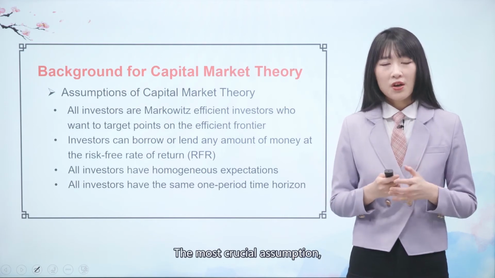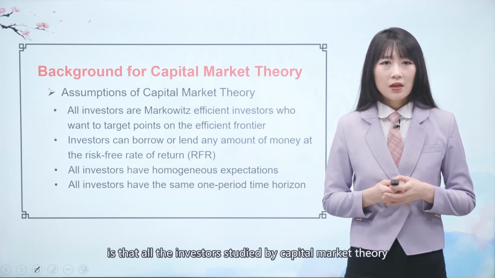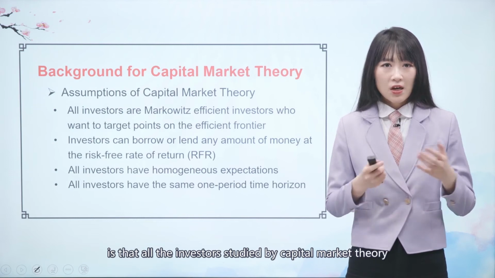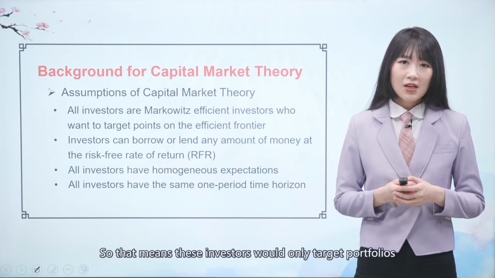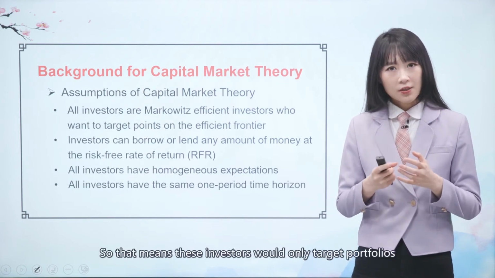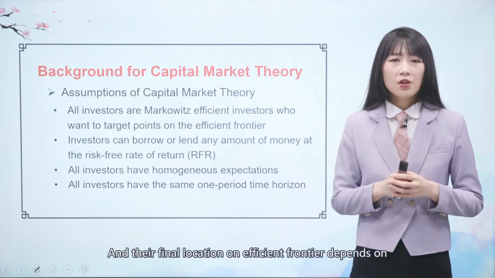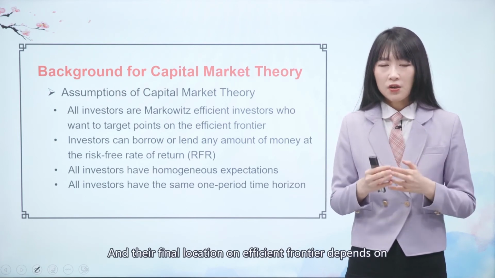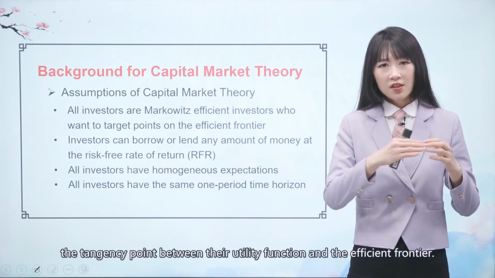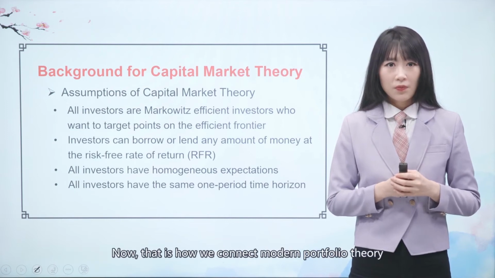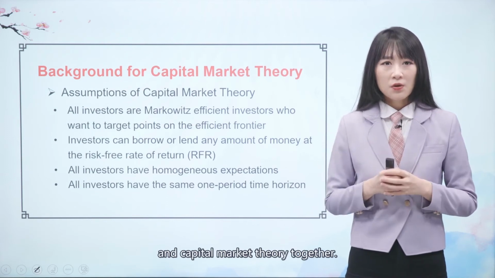Like every famous theory, we are going to start with the background assumptions. The most crucial assumption, which also connects modern portfolio theory and capital market theory, is that all the investors studied by capital market theory are efficient investors. That means these investors would only target portfolios on the efficient frontier. Their final location on the efficient frontier depends on the tangency point between their utility function and the efficient frontier. That is how we connect modern portfolio theory and capital market theory together.